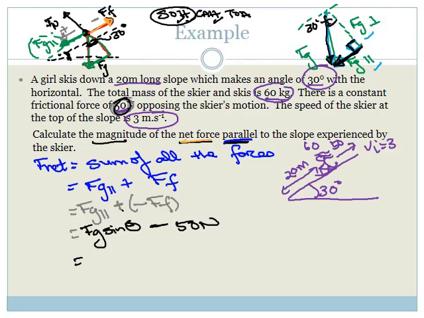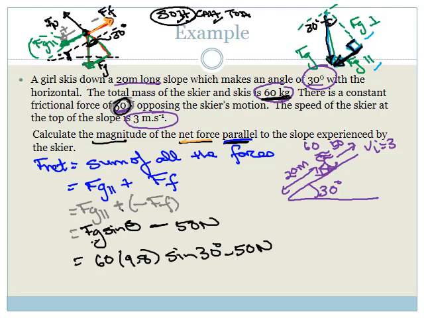So what is Fg? Fg is the mass times gravity. The mass of the skier in the skis is 60 kg. The acceleration due to gravity is 9.8. Sine of 30 degrees minus 50 newtons.